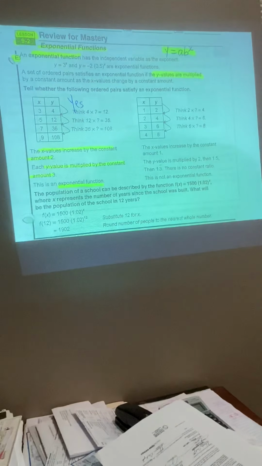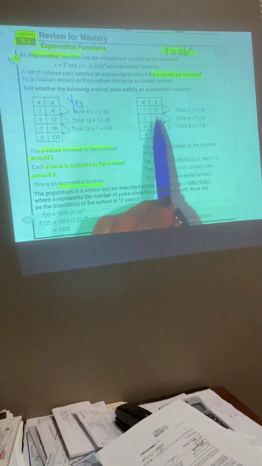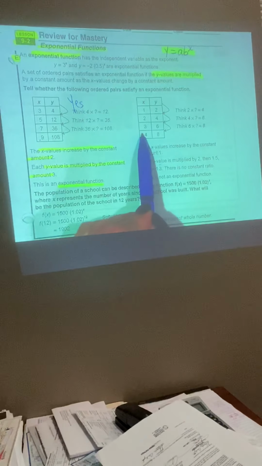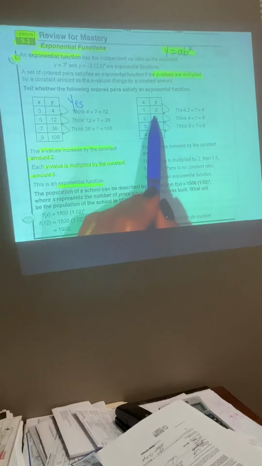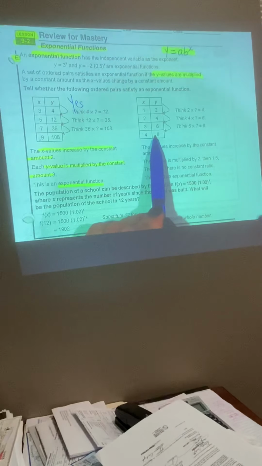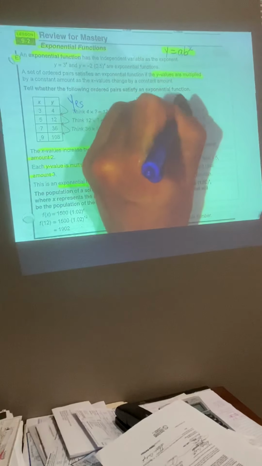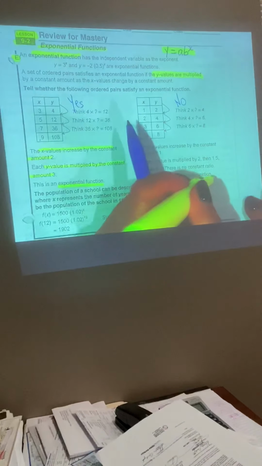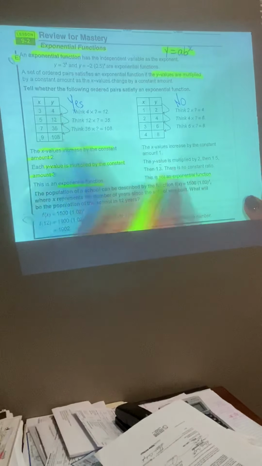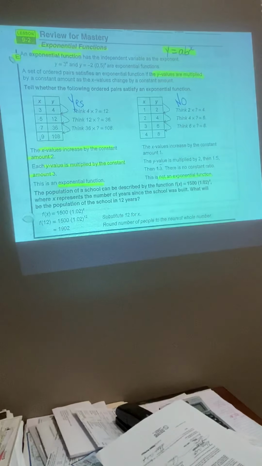Okay, if we look at this one, is this exponential, yes or no? My x's are good. Look at my y's, 2, 4, 6, 8. Are those multiplied? No. Therefore, not exponential. Okay, so that's our first part. Is it exponential or is it not? Okay, second example.